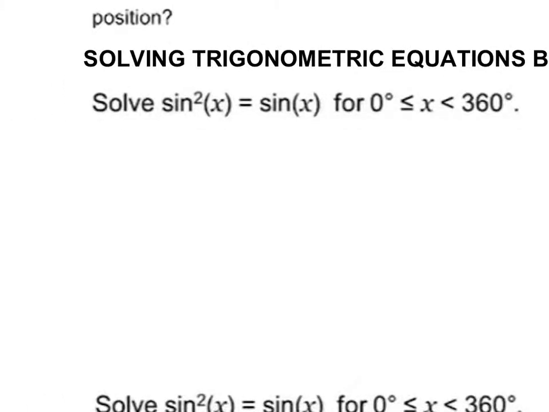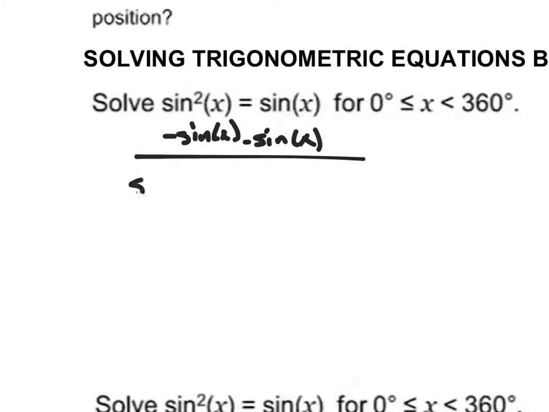The first thing I want to do is set this equal to 0. If I subtract sine x from both sides, what we're going to get is sine squared x minus sine of x is equal to 0.